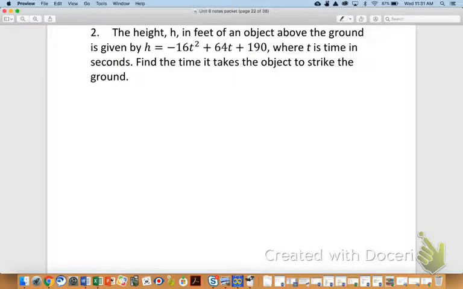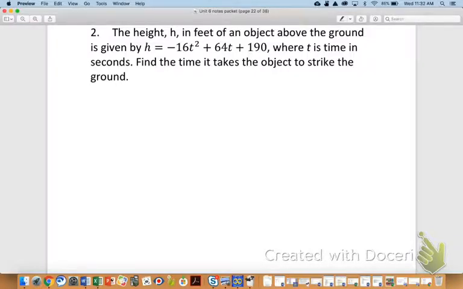What if t was 0? If t is 0, you can do this in your heads. If t is 0, what's h? 190. Wouldn't it be 0 plus 0 plus 190? So when time is 0, the height is 190 feet. It's way up in the air.